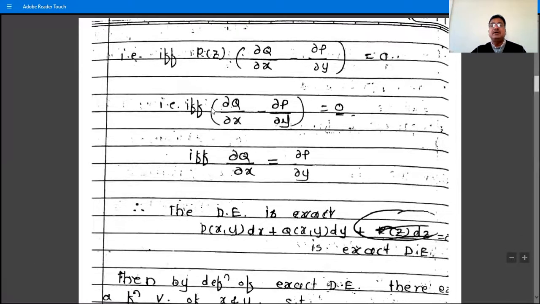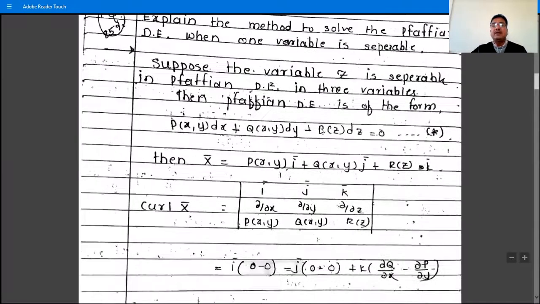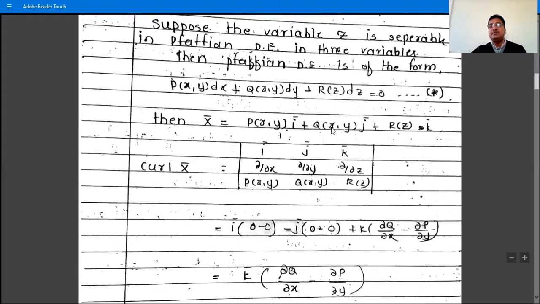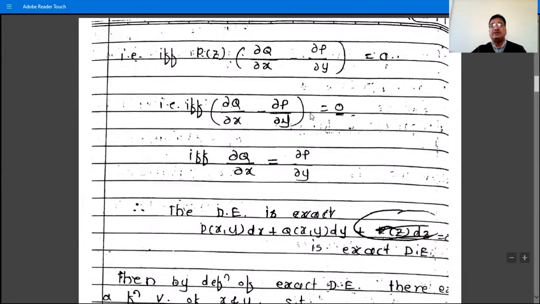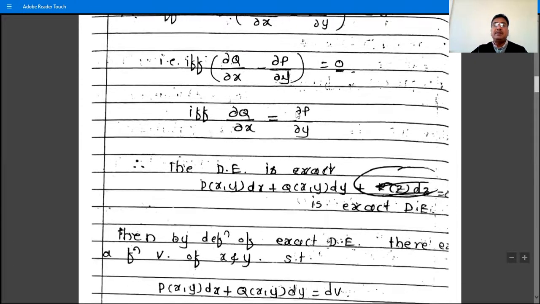is equal to 0. Here rz is not equal to 0, because if rz is 0, then it becomes a two variable Pfaffian differential equation, and this is not a two variable Pfaffian differential equation, this is a three variable Pfaffian differential equation. So rz is not 0, and therefore we have ∂q/∂x minus ∂p/∂y is 0, and therefore ∂q/∂x is equal to ∂p/∂y.